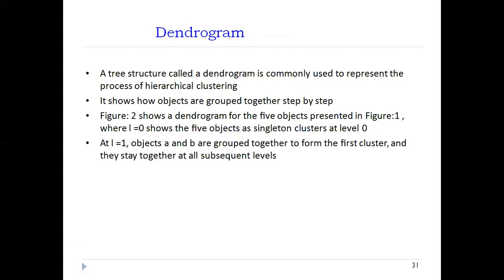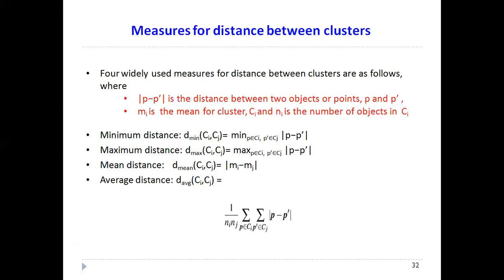How is distance measured in hierarchical clustering? There are 4 different distance methods available. The minimum distance between 2 points is calculated as the minimum of |p minus p dash|, which is the distance between the two objects, where m is the mean of the cluster and n is the number of objects. For the maximum distance, it is the maximum of |p minus p dash|.